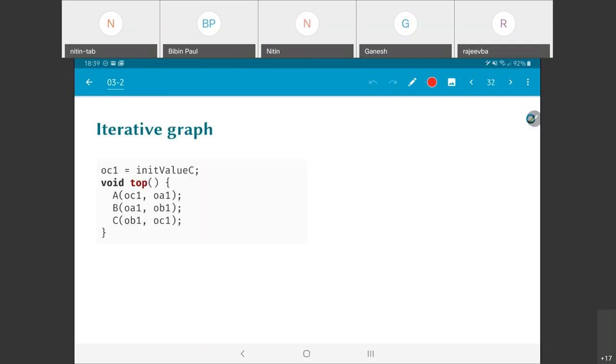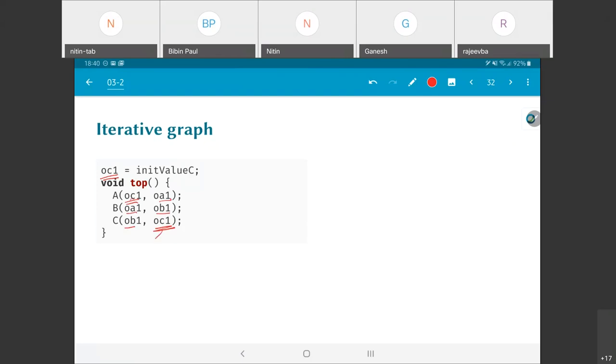So, retiming a function similar to the one that we started with. What's the difference over here? If you look at it carefully, you'll notice that now I have OC1 being used by A to produce OA1, that in turn is used by B to produce OB1, used by C to produce OC1. Okay, so now what happened?